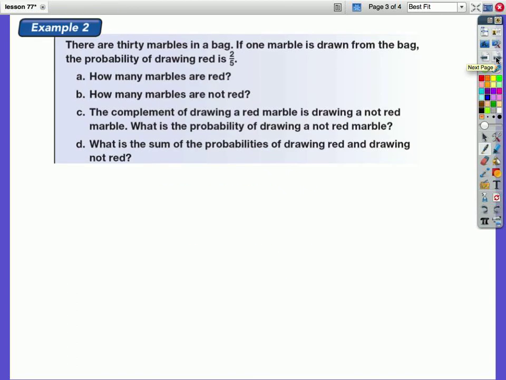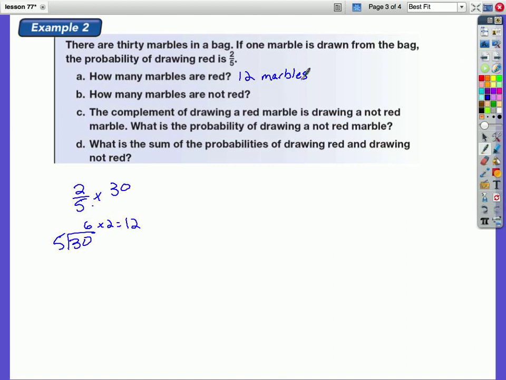Let's try another one. There are 30 marbles in a bag. If 1 marble is drawn from the bag, the probability of drawing red is 2/5. So how many marbles are red? Well, 2/5 of the marbles are red, right? Well, if we have 30 marbles, so 2/5 of the 30, remember of means to multiply. So here we're going to divide by the bottom. Divide to 6, multiply by the top. We get 12 marbles that are red.